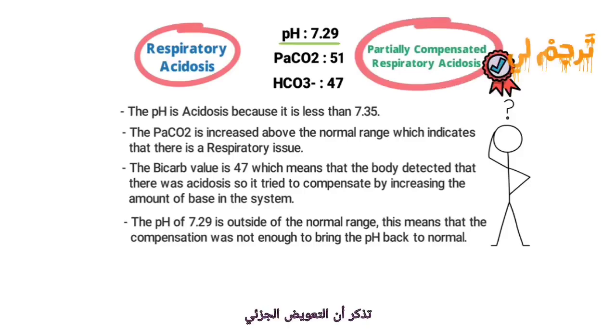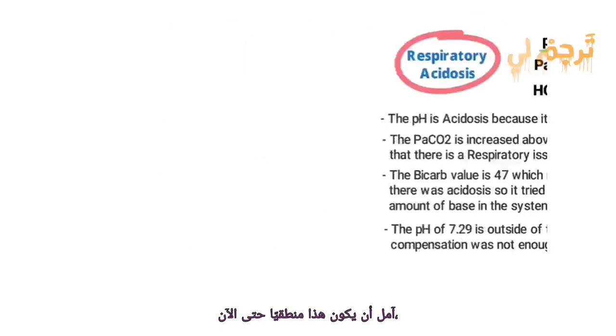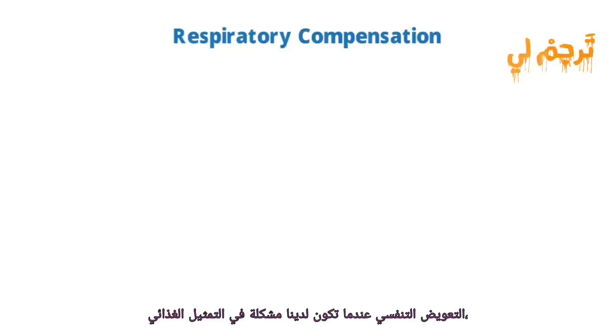Remember, a partial compensation only occurs in an abnormal pH because the compensation is not enough to bring the pH back to normal. For it to be fully compensated, the pH has to fall within the normal range. I hope this is making sense so far. Now let's talk about respiratory compensation.